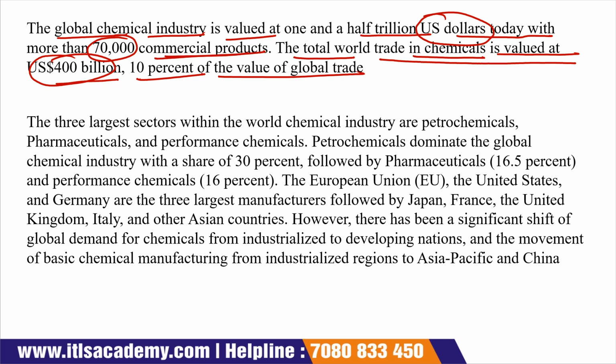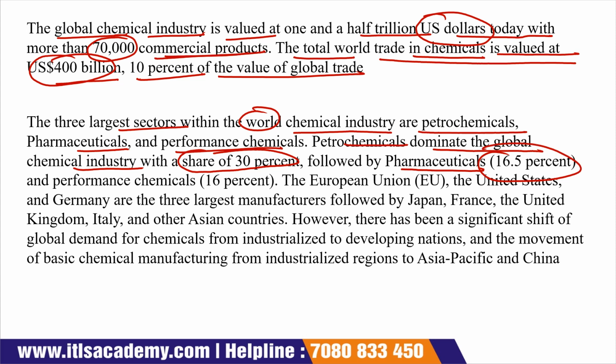Okay, now the next is the largest sectors. There are three largest sectors within the world chemical industry: petrochemicals, pharmaceuticals, and performance chemicals. Petrochemicals dominate the global chemical industry with a share of 30%, which is followed by pharmaceuticals.